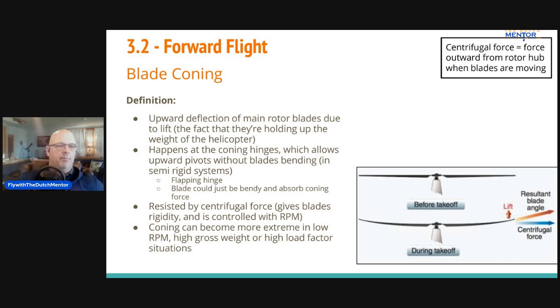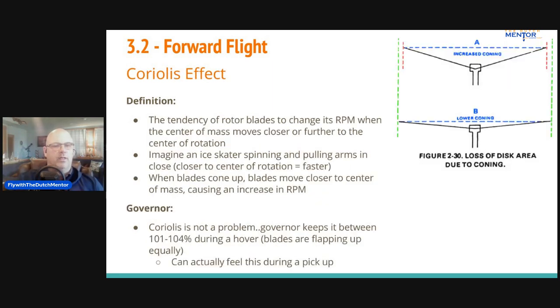So you have to be mindful. It's the centrifugal forces that are outward from the rotor hub when the blades are moving. It's no different than when you think about the ballerina. If the ballerina has the arms stretched out versus the arms right next to her, bringing the blades up or bringing them closer to the center allows it to go faster, creating more lift to a certain component of that, right?